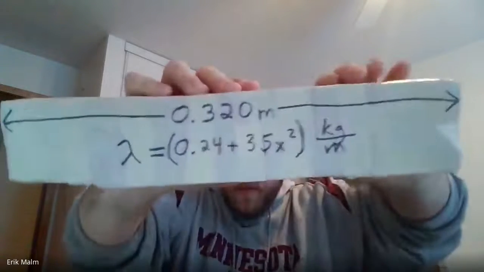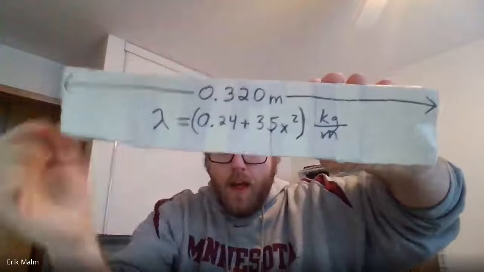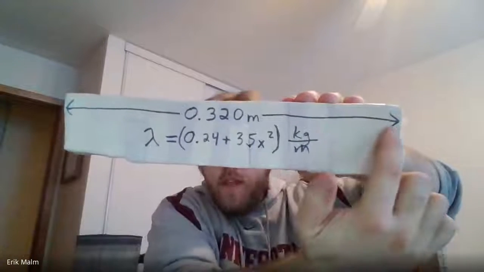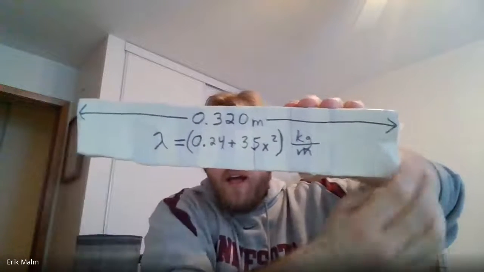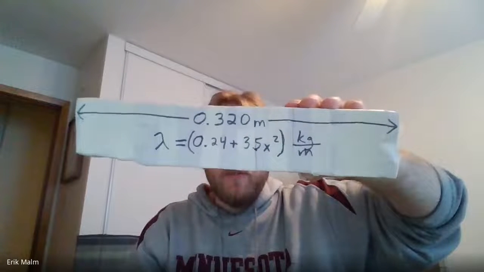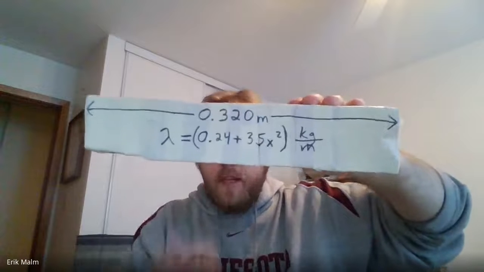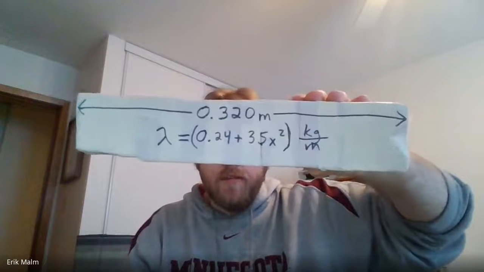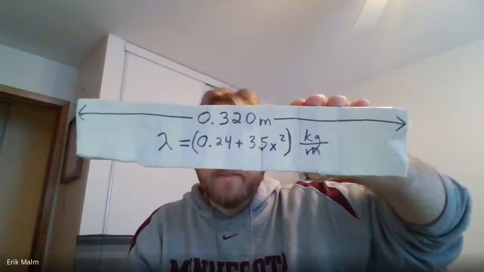And so on the top of here, I've got some measurements for you. The total width of the bar is 32 centimeters. And we're going to work in meters, that's 0.32 meters. But 32 centimeters, just over a foot, because the whole thing is stacked on top of a couple of rulers that are just over a foot long.